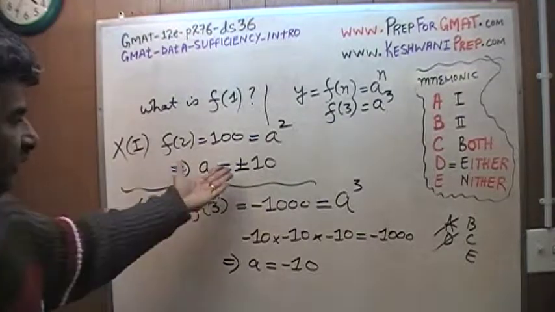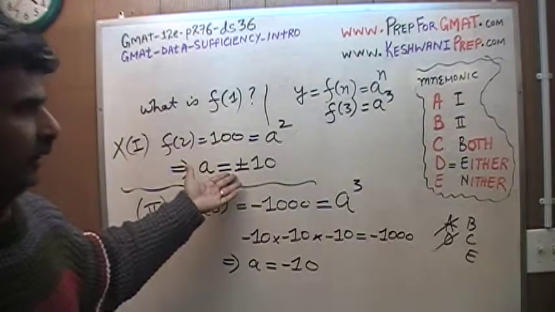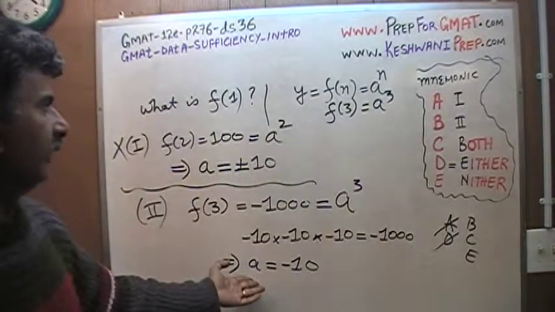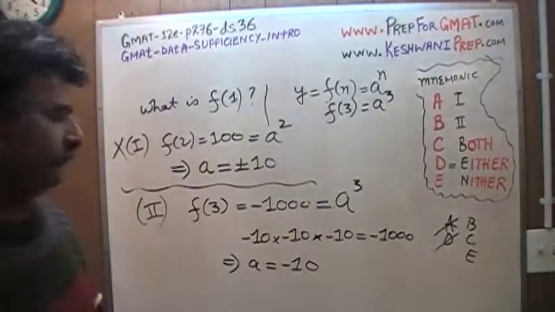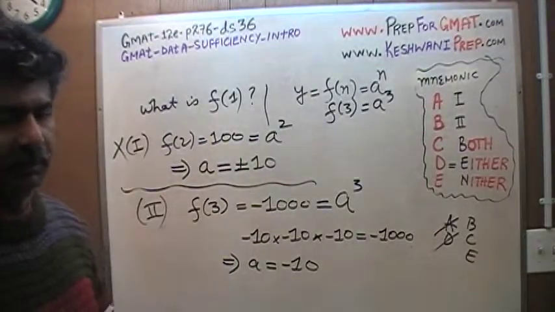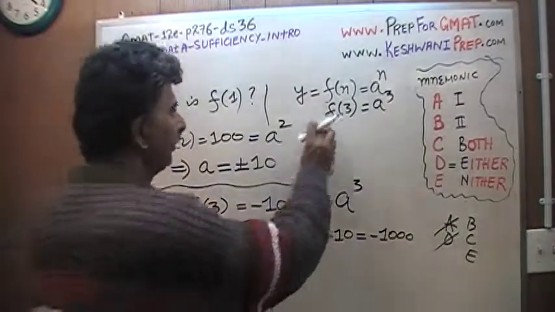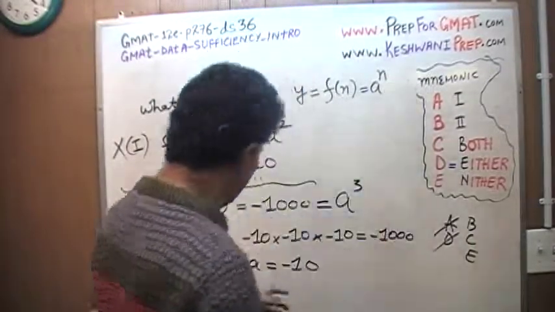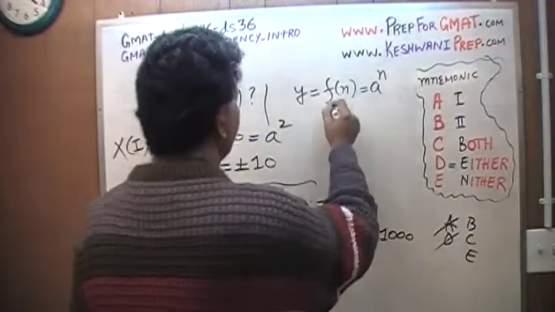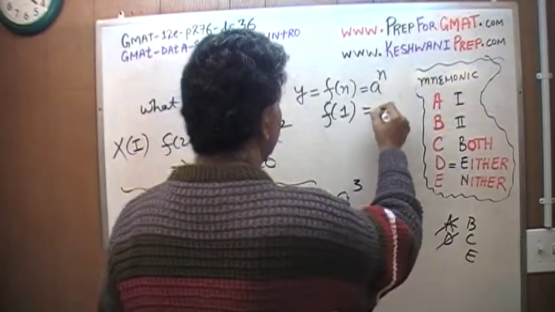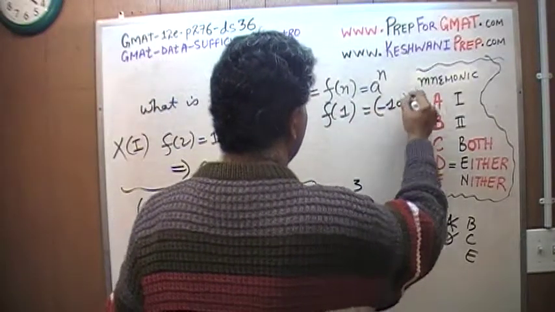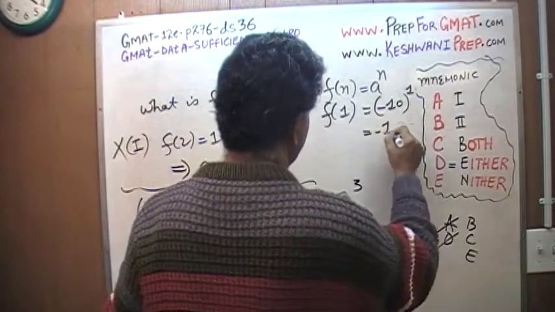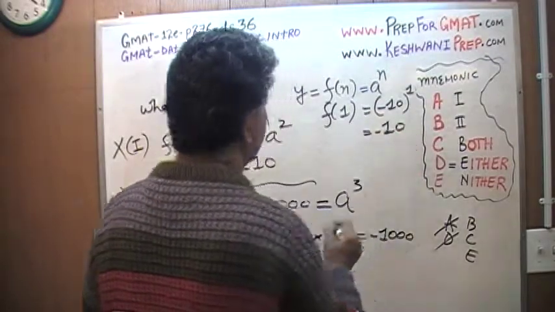There we go. That was the problem here. We could not tell whether it's a positive 10 or negative 10. Once we know that a is negative 10, we can figure out f of 1, which we don't have to. We're not going to, but we can easily figure it out. If you're curious, I'm going to quickly show it to you. Now that we know that a is negative 10, f of 1 would be negative 10 raised to 1, which is simply negative 10. That's all it is.